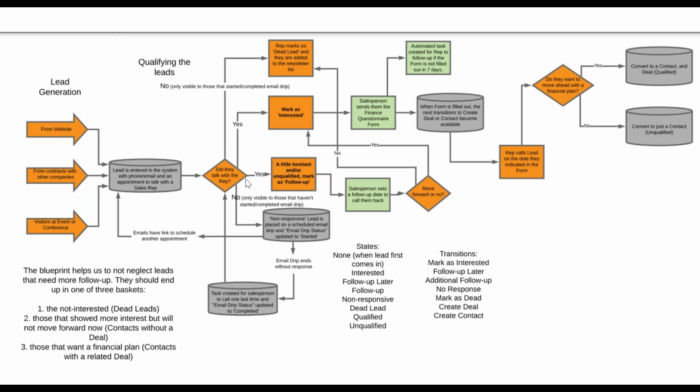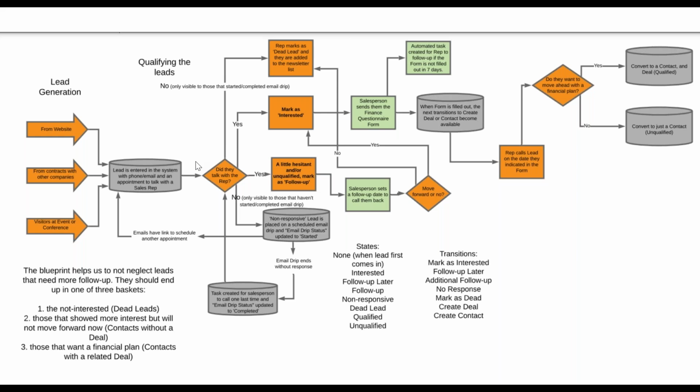Here we have a decision tree. Did they talk to the rep? There's different ways to move down this depending on the interaction. And it's a little complex to build a blueprint, and it's a little hard to keep all this straight in your head, even for a small amount of records.